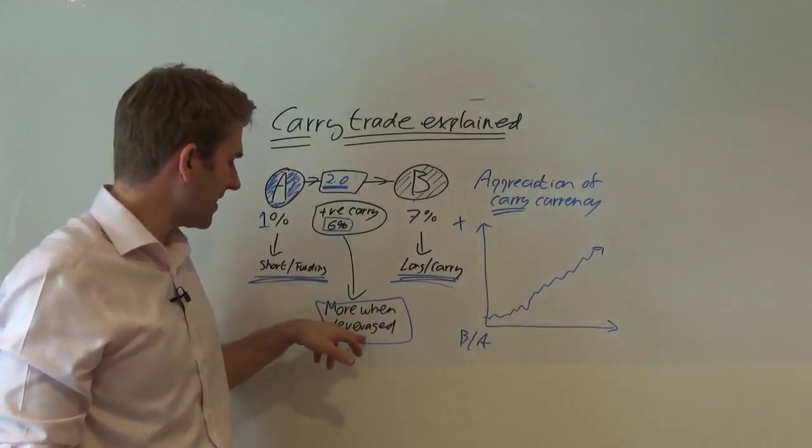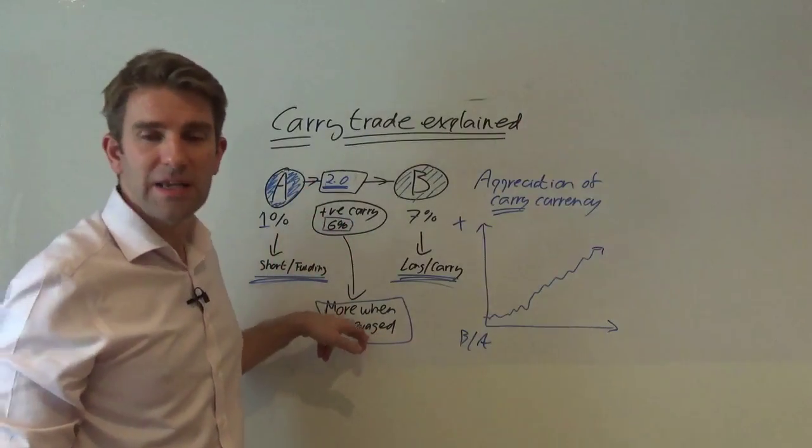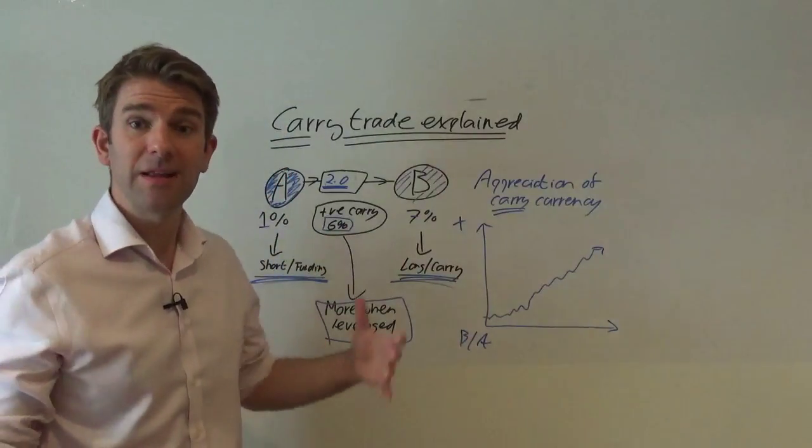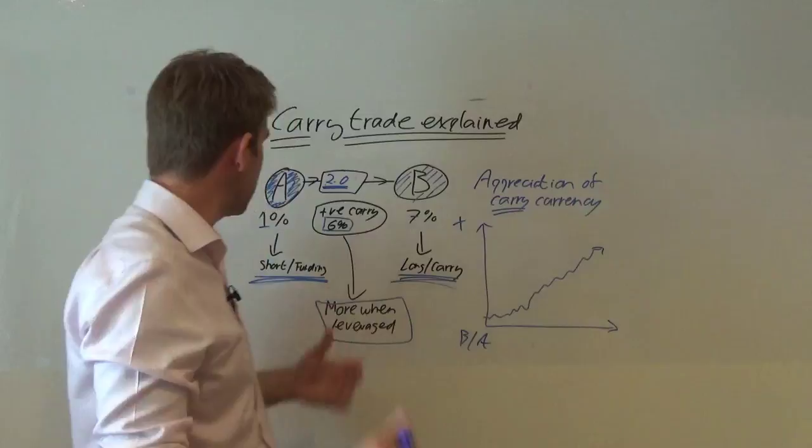And if you consider they add leverage to that, 10 to 1 leverage, for example, maybe a bit excessive, but 10 to 1, you're going to be making 60% on your money. Decent money to be making.